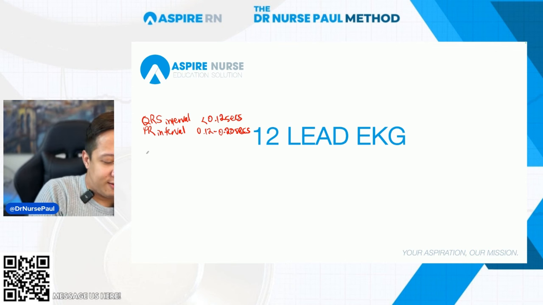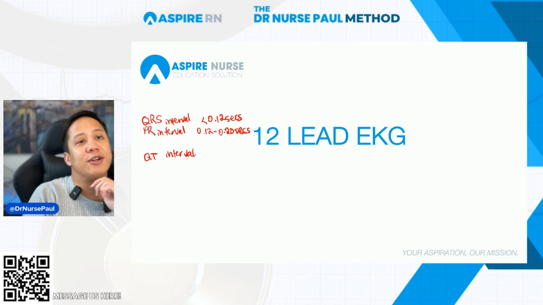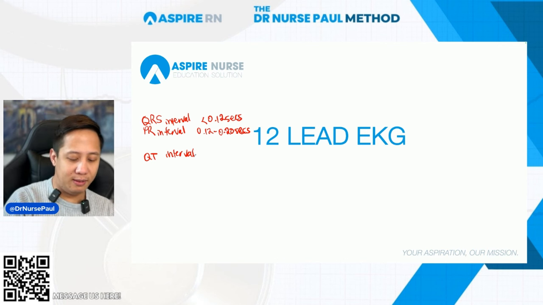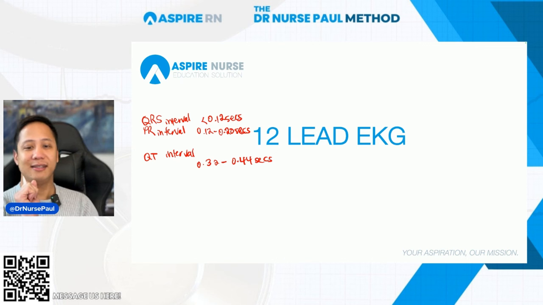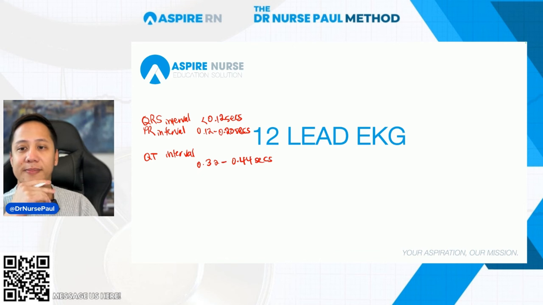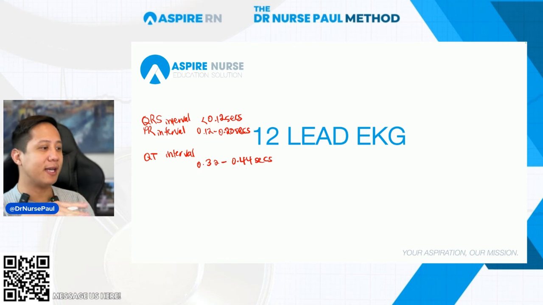And the QT. These are the three things that we can measure, particularly in your EKG. You see this a lot. The QT interval could be between 0.32 to 0.44 seconds. Those are your intervals: QRS, PR, and QT. Now remember the boxes, the small boxes, how many seconds? Can anyone remember?